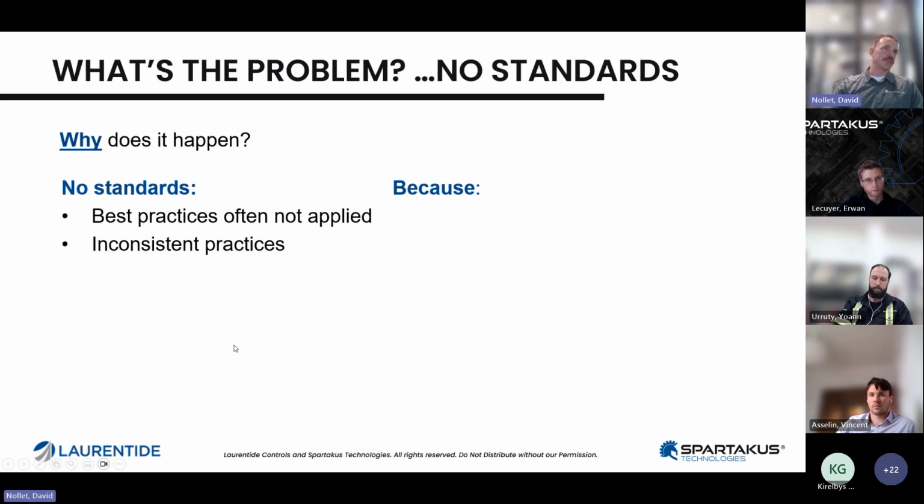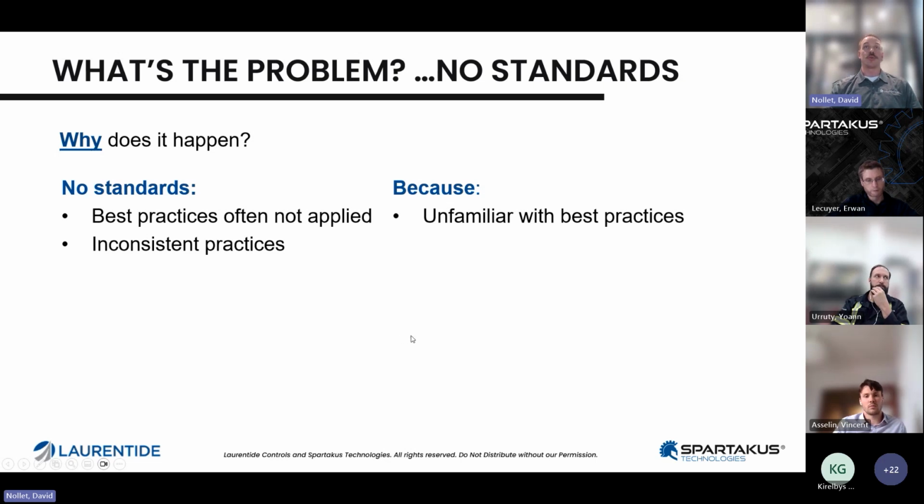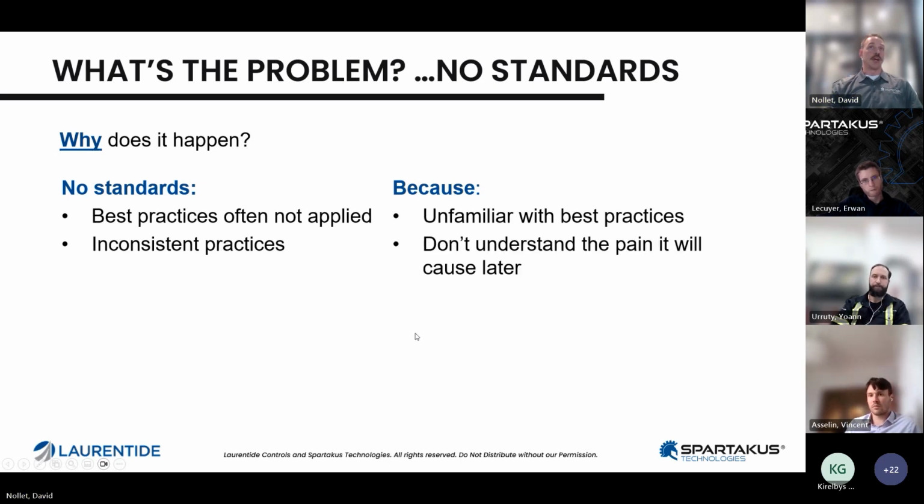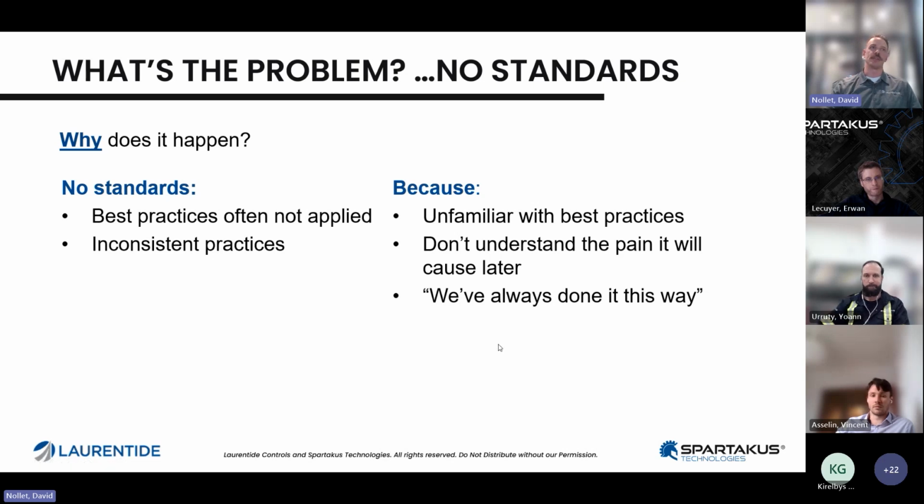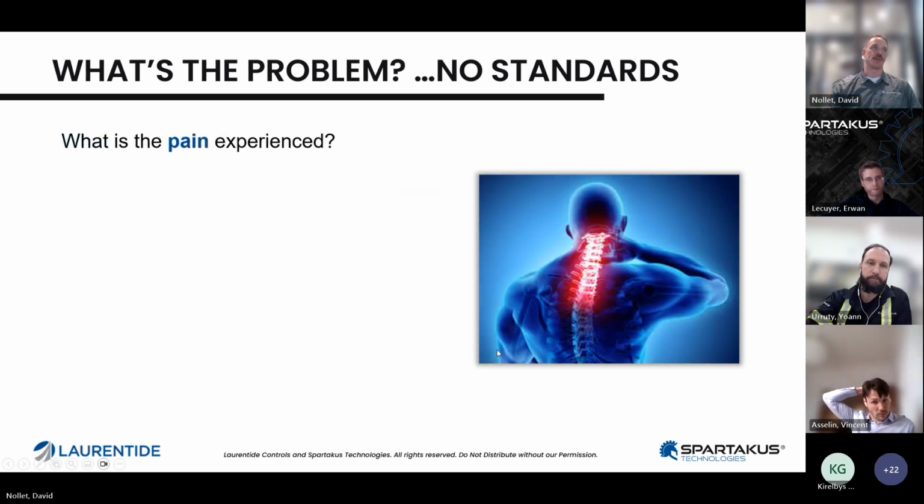So why don't we have standards? Before we get into the effects, maybe we just weren't aware of what the best practices were. We thought we were doing the right thing, but we went ahead and maybe made decisions that were suboptimal. Maybe we don't really understand the consequences that are going to come downstream. And there's always that, well, we've always done things this way, right? But just because we've done things this way doesn't mean that's the best way to do it.